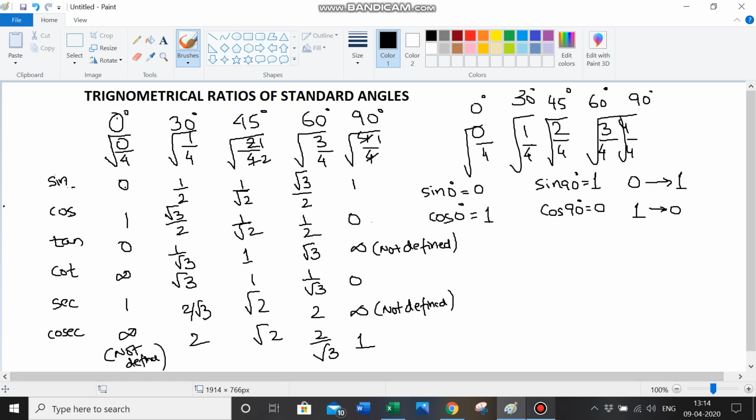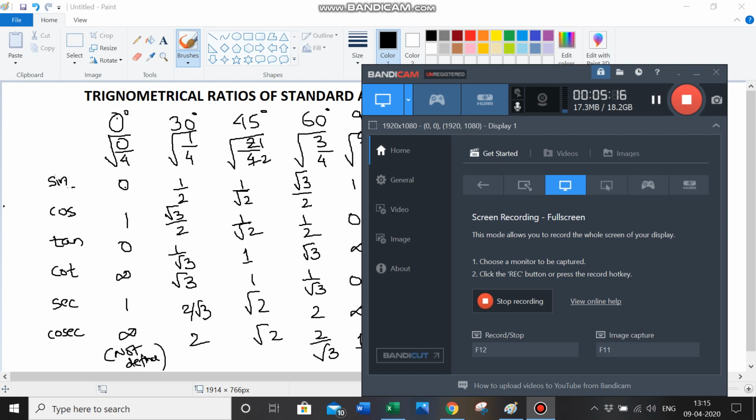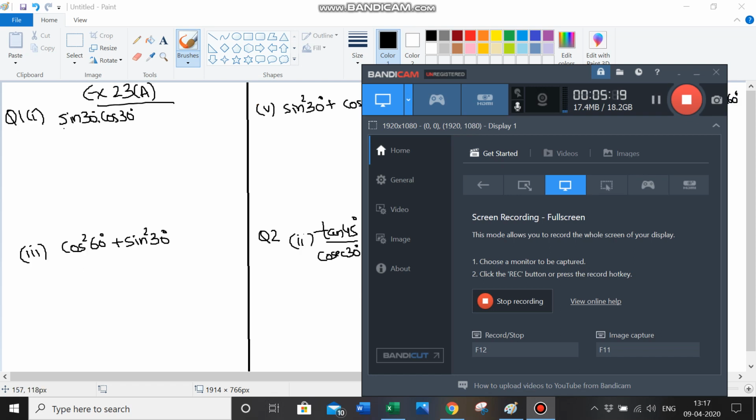This is the most important part of this chapter. If you know how to do this, then this chapter is very easy. So I'll pause it here. Please take a look, and let's solve some questions.